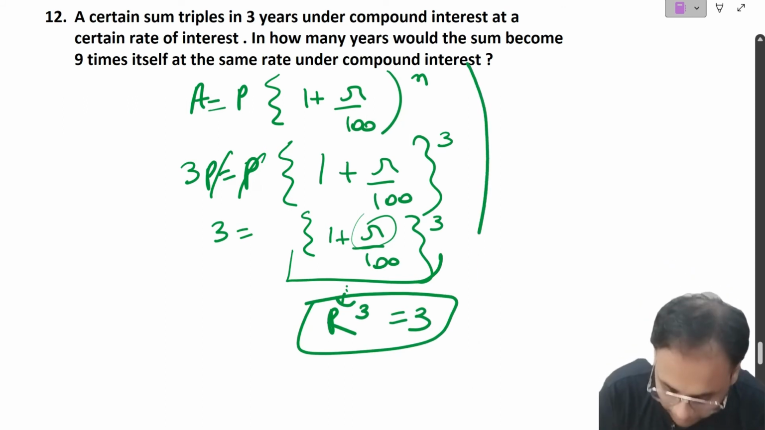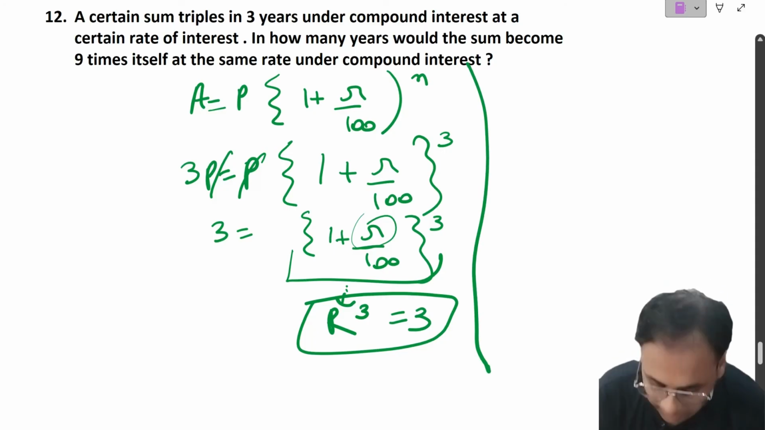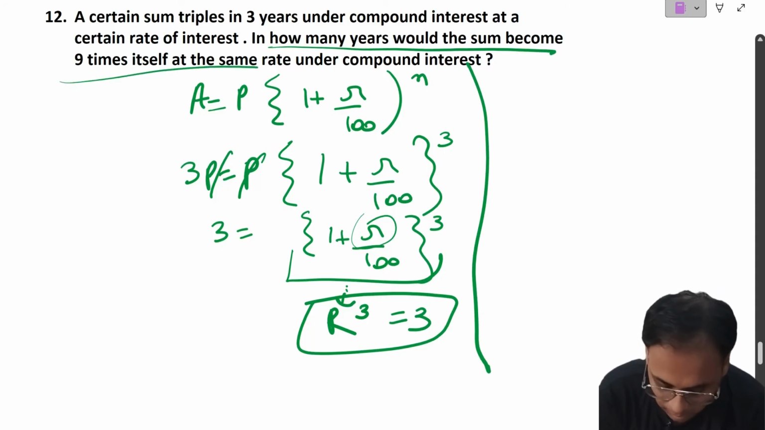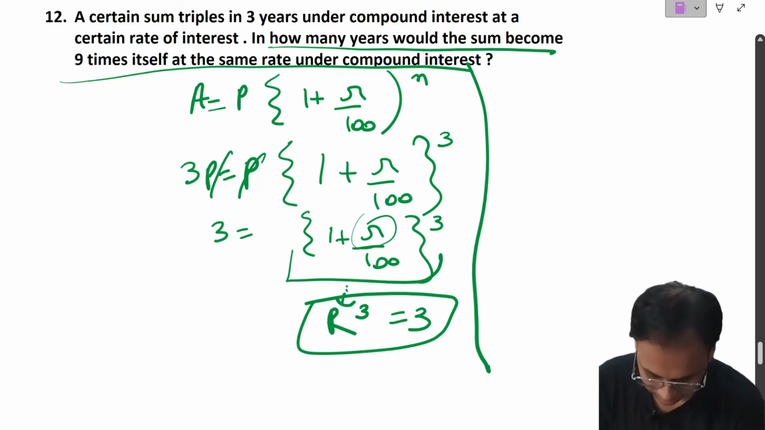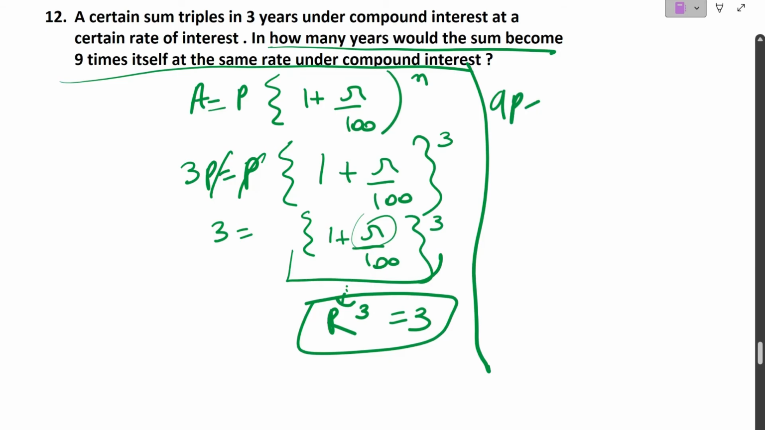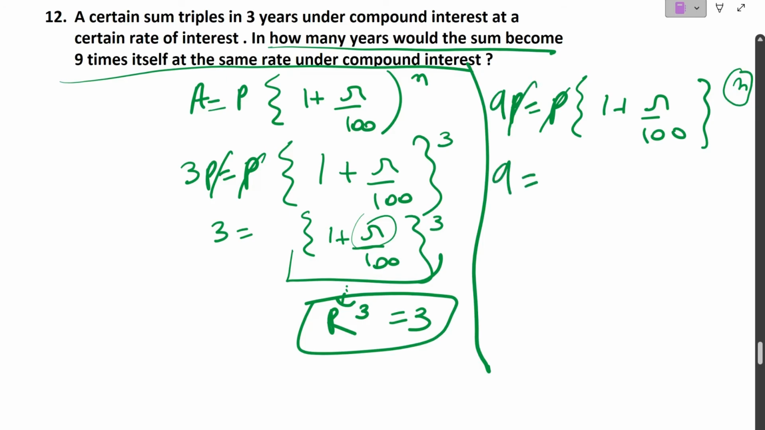So for the next case, we have: in how many years would the sum become 9 times of itself at the same rate under compound interest? So this time we have 9P equal to P times (1 plus R upon 100) raised to the power N, because we have to find the value of N this time. So 9 equal to (1 plus R upon 100) raised to the power N, and we know that 1 plus R upon 100 is capital R. So it is R raised to the power N.